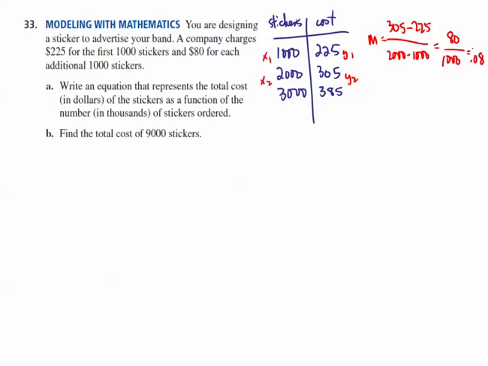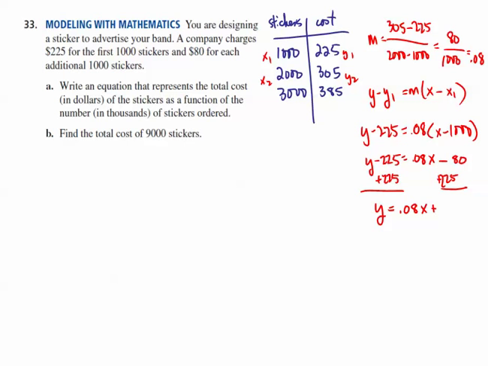So we know that. Now we need to put it into point-slope form. To do that, y minus y1 is equal to m times x minus x1. Pick any point. y minus 225 is equal to 0.08 times x minus 1,000. We'll need our calculator for this. $145. That means we're paying an initial fee. It's equivalent to paying an initial fee of $145 and then 8 cents for each sticker.